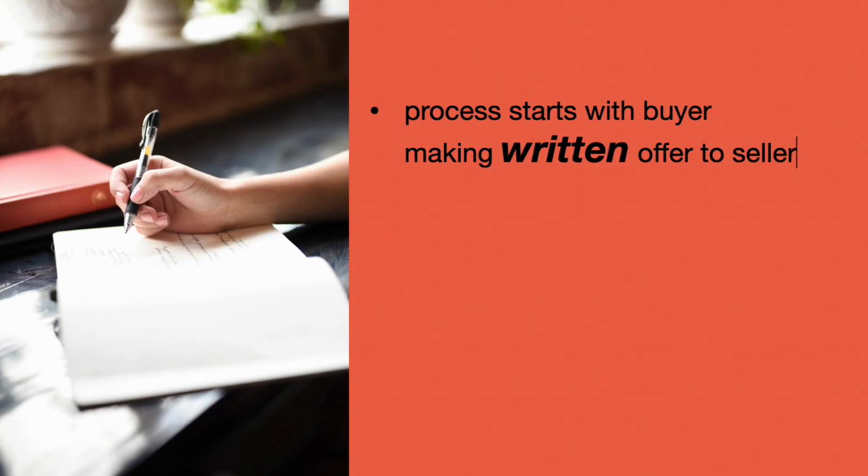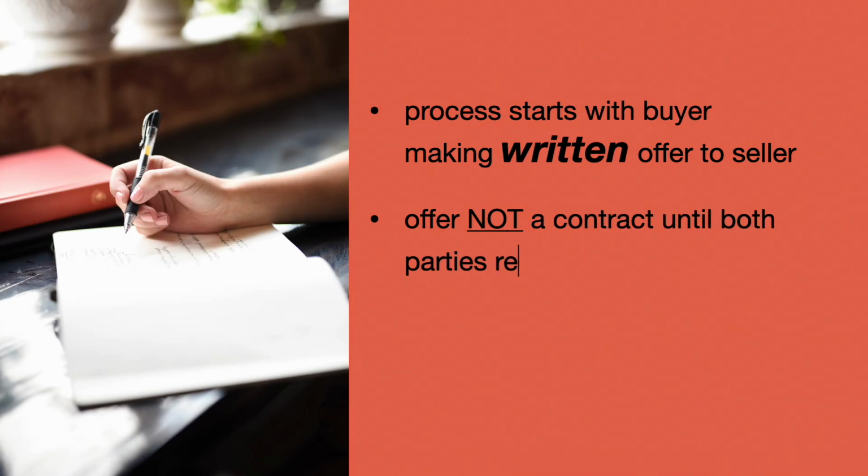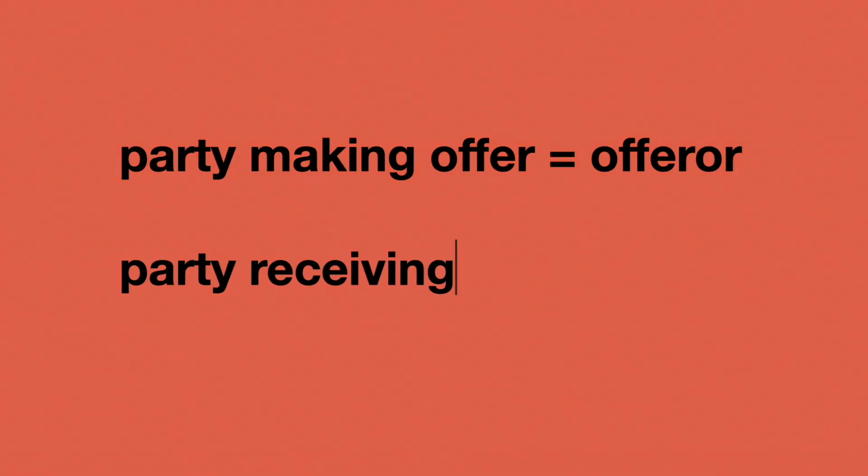The process of the buyer and the seller entering into a contract of sale typically begins when a potential buyer makes a written offer to a seller. Although the form used to make the offer may be called a sales contract, it is not a contract. It's an offer that isn't a contract until the parties come to acceptance. The party extending the offer is the offeror. The party receiving the offer is the offeree. In the event the seller accepts the buyer's offer, there is a contract.